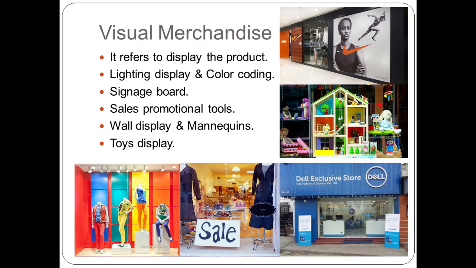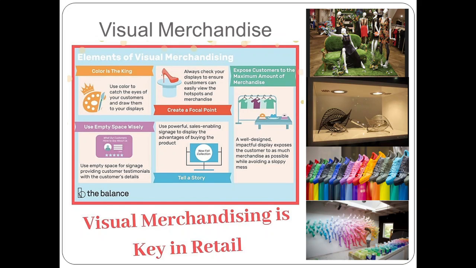Visual merchandise refers to the display of the product, lighting display, color coding, signage boards, sales promotion tools, wall display, mannequins, toys display. The images themselves will give you an idea, I don't need to explain that. Anything that is visual, you can go crazy with your ideas. How you display is completely left to your creative appeal, and you can let your brain run through this creativity. Visual merchandise elements: color is the king, create a focal point, just some pointers as to how you should go about it. It's key in retail for brick and mortar stores, and not just brick and mortar.